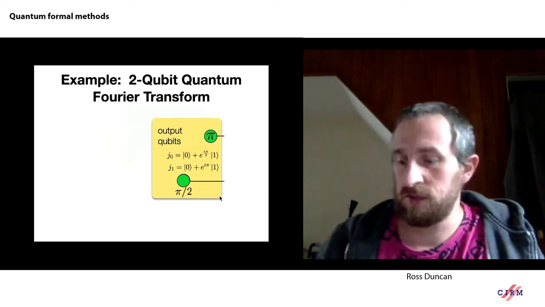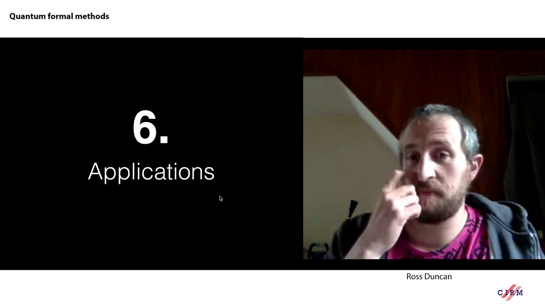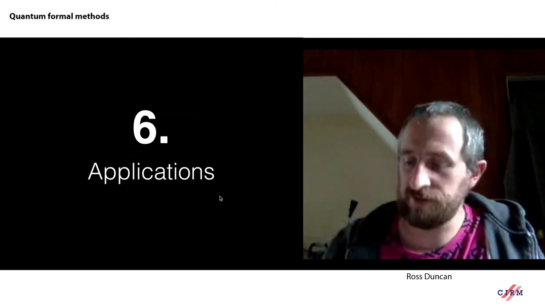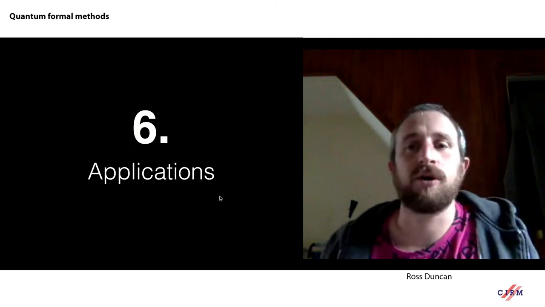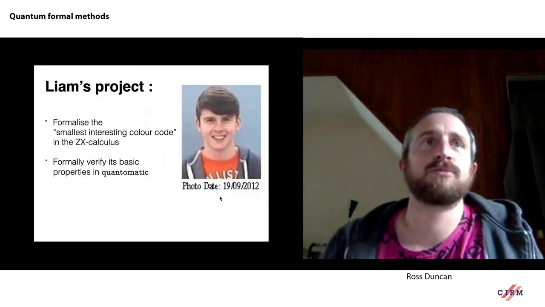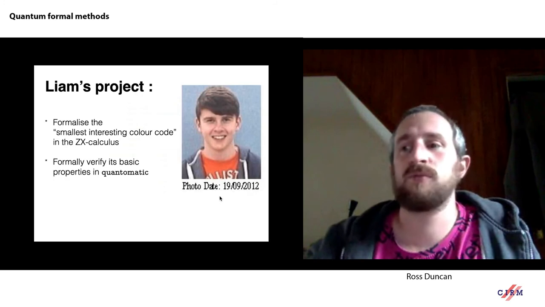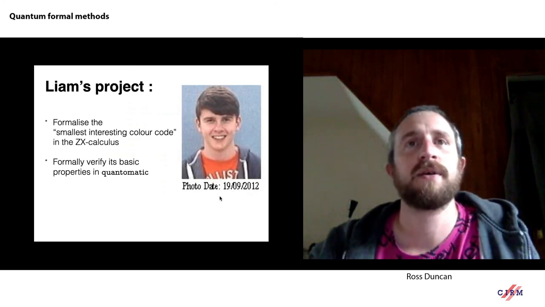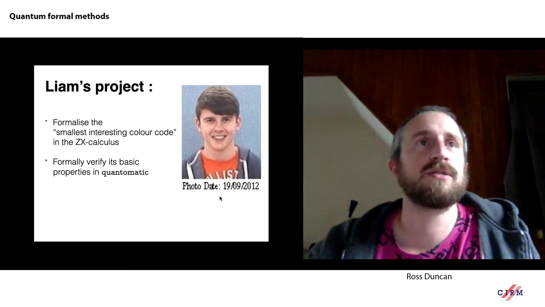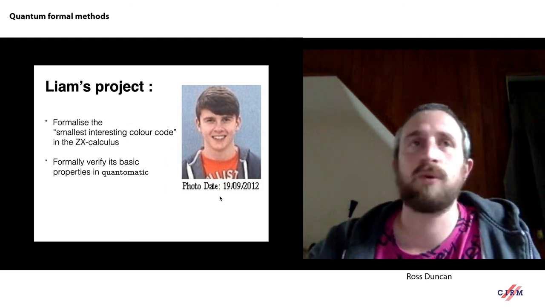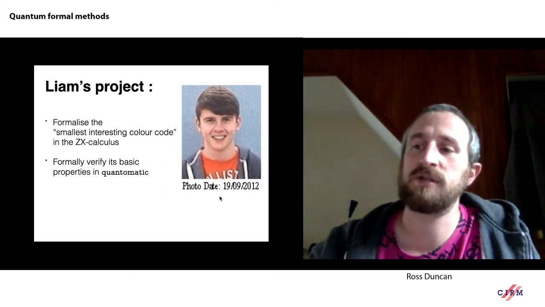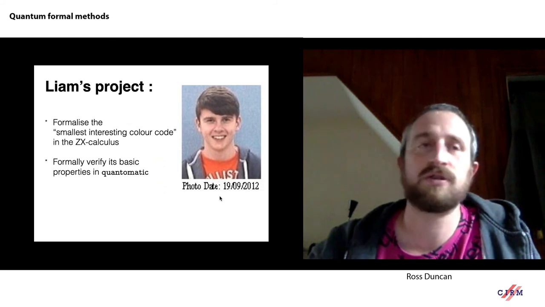Okay, so let's see some more interesting things we can do with that. First of all, a very short one. Let's start off with Liam's project. So Liam was an undergraduate who did his final year project with me a few years back, and his task was to write down a color code in the ZX calculus and to formally verify its properties using the theorem proving tool Quantomatic.